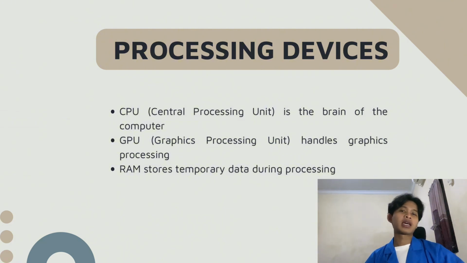The CPU or Central Processing Unit is often called the brain of the computer. It performs all the calculations and logic operations. The GPU or Graphics Processing Unit is used especially for handling images and video. RAM or Random Access Memory temporarily stores data while the computer is operating.